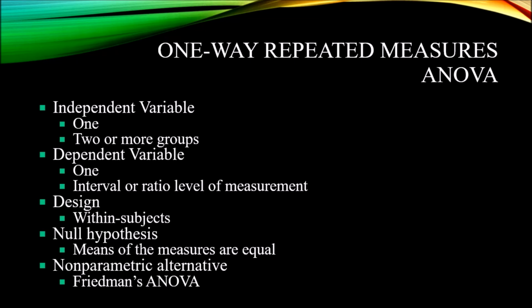This statistic has one dependent variable, and just like the other ANOVA examples, you have a continuous level of measurement. Unlike the other ANOVA examples so far, this is a within subjects design, not a between subjects. Within subjects, the same participants are measured repeatedly. And the null hypothesis is that the means of the measures are equal. One-way repeated measures ANOVA does have a non-parametric alternative. It's Friedman's ANOVA.